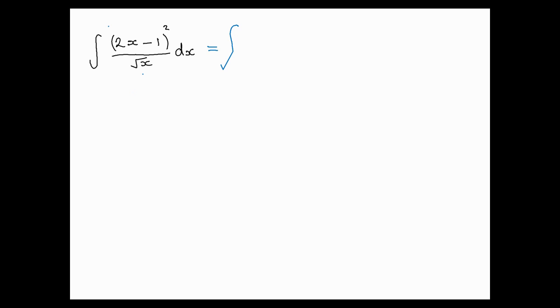And then if we expand the 2x minus 1 times 2x minus 1, just going to write that here. We have 2x times 2x, which is 4x squared. 2x times minus 1, which is minus 2x. And then minus 1 times 2x, which is minus 2x. Minus 1 times minus 1 is plus 1. And that's all over the square root of x, and that's dx.